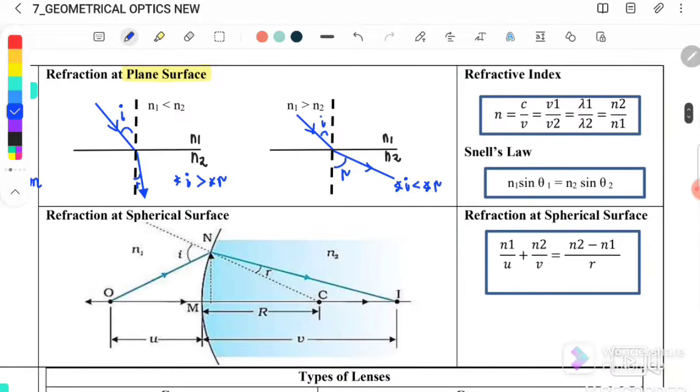The equation that we will use for the plane surface is n1 sin θ1 = n2 sin θ2. This is what you learned during secondary school.